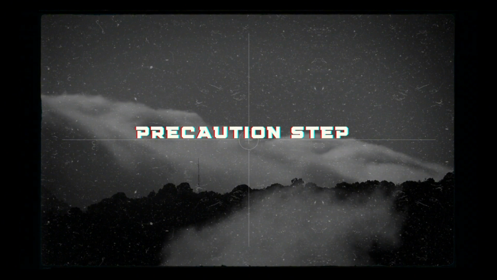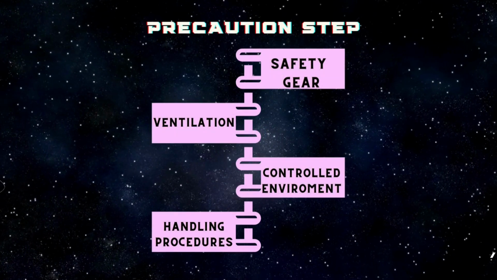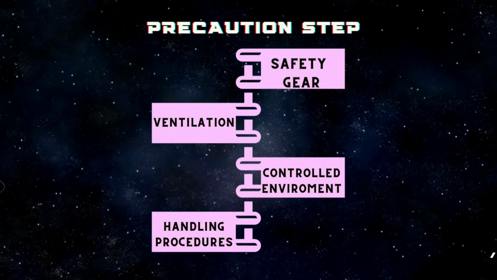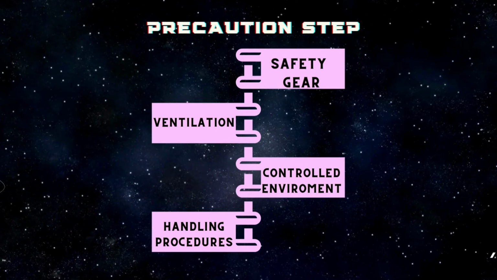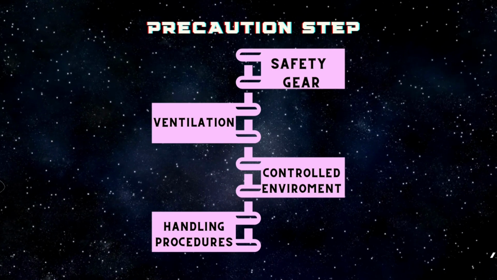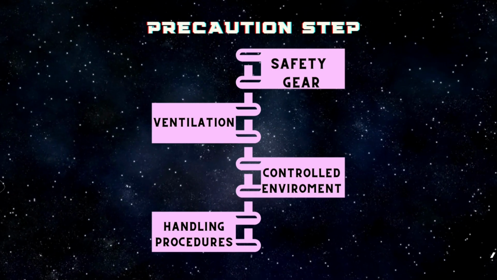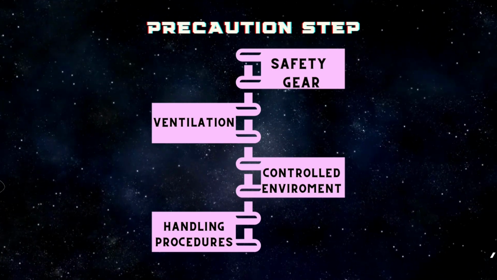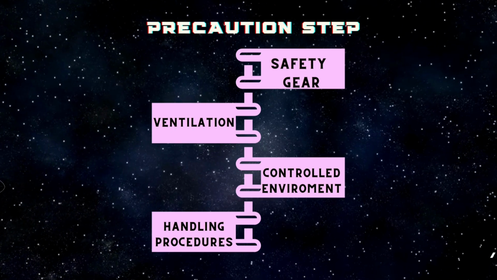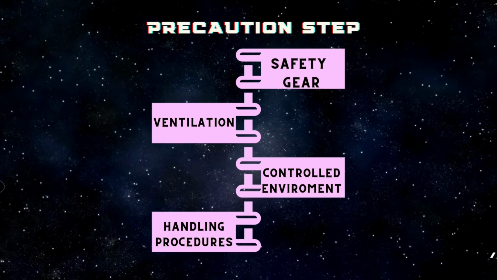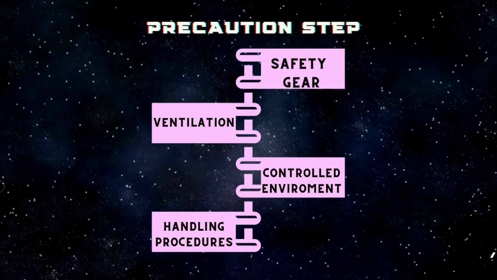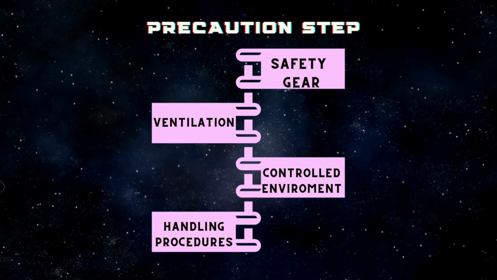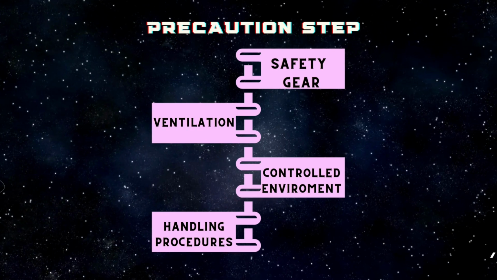There are a few precaution steps that need to be followed to avoid error while doing the experiment. First is safety gear. Wear gloves and safety glasses to handle the dyes and fruit peels to prevent skin contact and eye irritation.